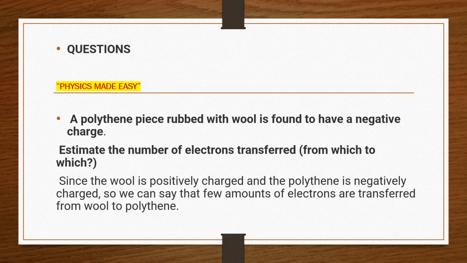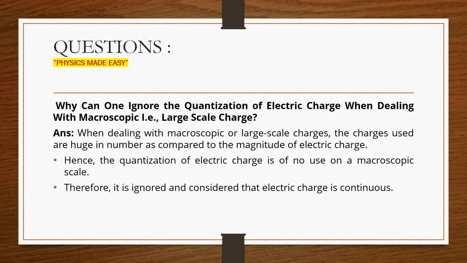Here is the first question in this lecture: a polythene piece rubbed with wool is found to have a negative charge. Estimate the number of electrons transferred. The polythene piece has a negative charge, so the wool is positively charged. So we can say that some electrons are transferred from the wool to the polythene.